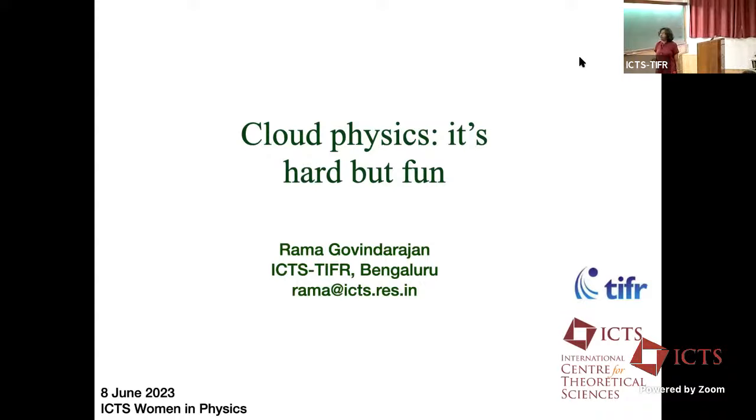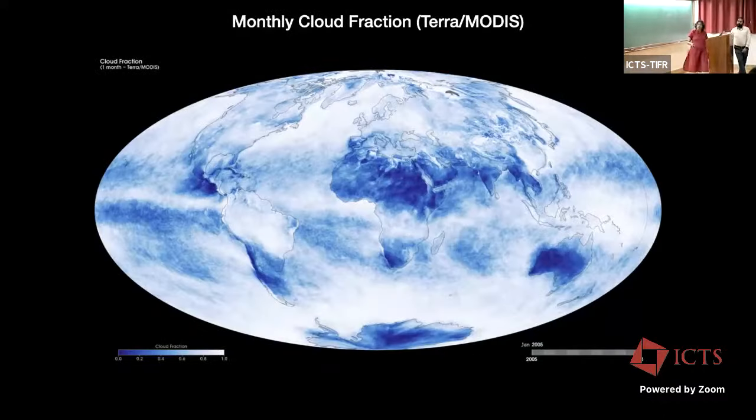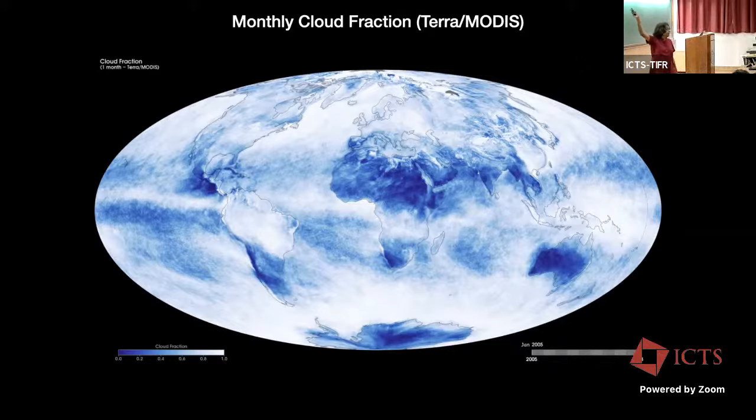So today we're going to talk about cloud physics, and I'm going to try to convince you that it's hard but fun. Okay, so this is a photo of the Earth taken from a satellite, and you can see all the white stuff is cloud. So you can see that about 70% of the Earth is covered by cloud at any time.